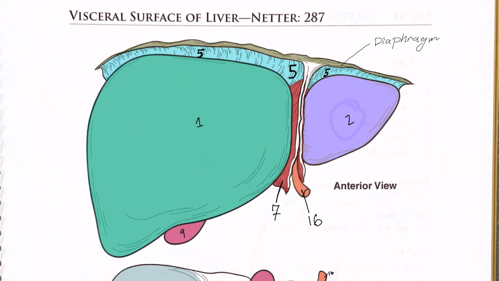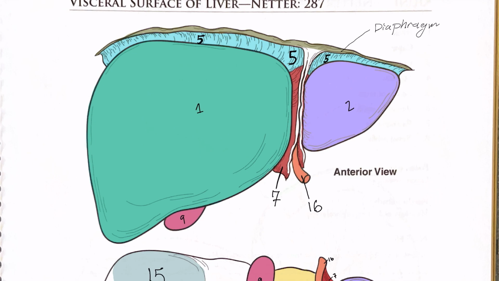Number two, it's going to be the left lobe. Number three is going to be the quadrate lobe. We'll cover that here in a minute. But staying on this anterior view, five right there, that's going to be your coronary ligament.